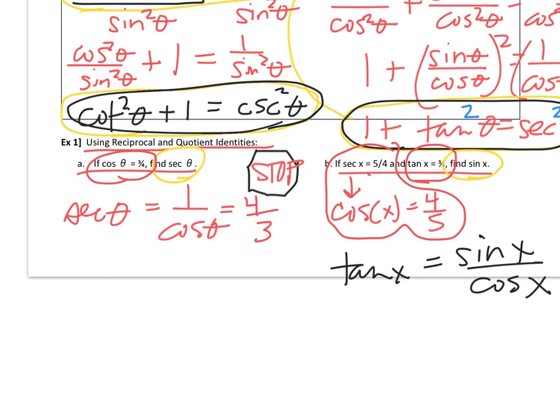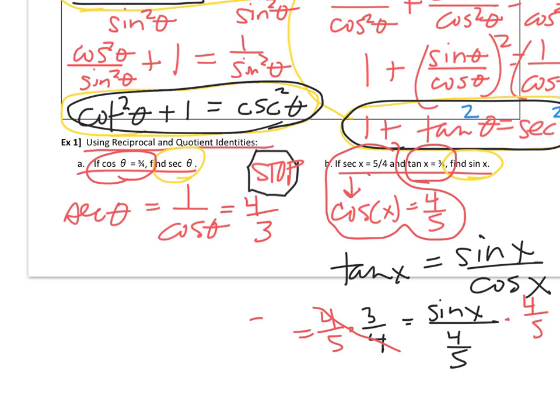And they give us a tangent ratio, which is 3/4. And I want to know what sine of x is. So I'm going to divide that by the cosine ratio, which is 4/5. So this is really an equation just with the sine of x in it. So what I'll do is I'll multiply this side by 4/5, and I'll multiply this side by 4/5. And doing a little bit of easy math here, I get 3/5. So sine of x is equal to 3/5.